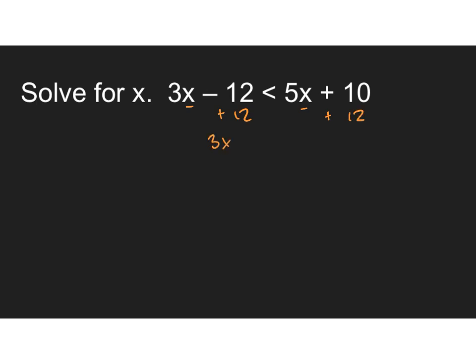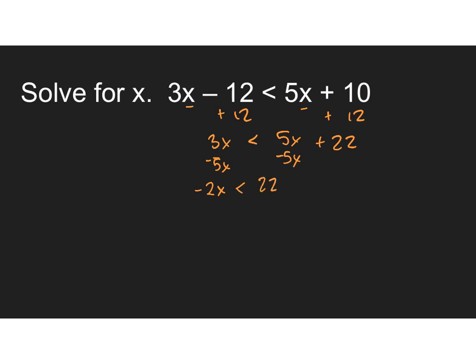So we will have 3x is less than 5x plus 22. Next, we are going to have to move our 5x to the other side. So then we will have negative 2x is less than 22.